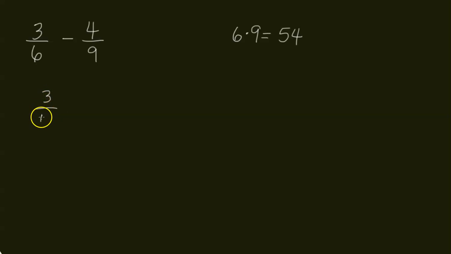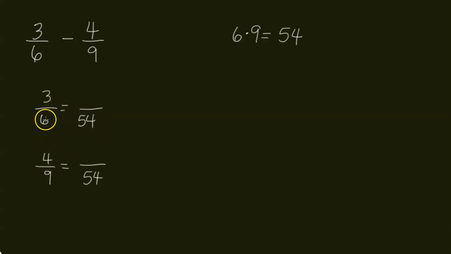Okay, let's try this. 3 over 6 minus 4 over 9. Can I subtract these right away? No, I don't have equivalent fractions. So in order to get equivalent fractions, right, a common denominator, what can I do? I can multiply 6 times 9. What is 6 times 9? 54. Okay, so let's just use 54 as the common denominator. So what do I need to do? Set up equivalent fractions with 54 as the denominator.